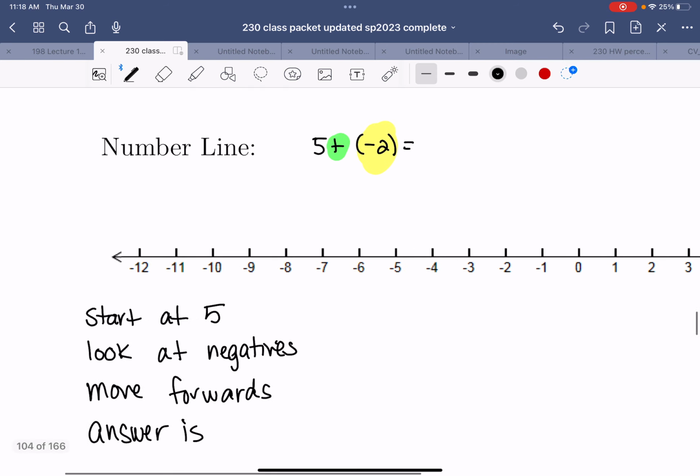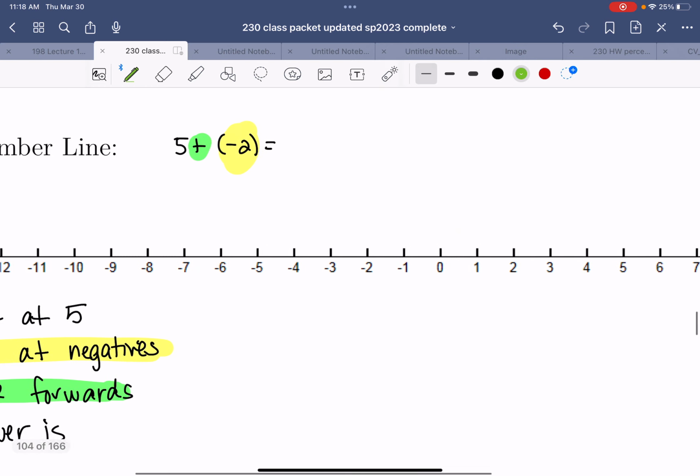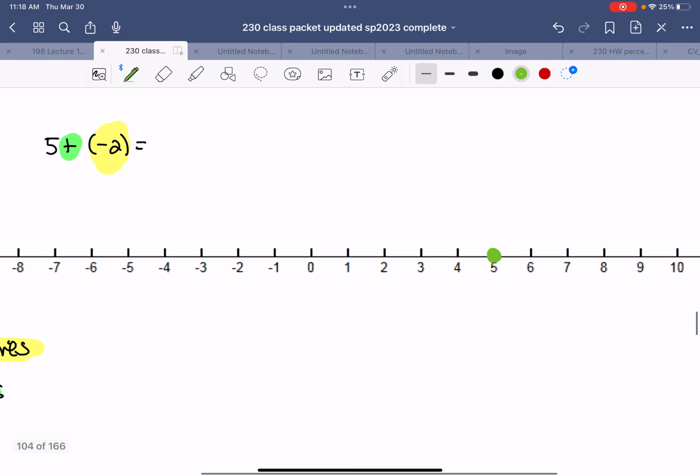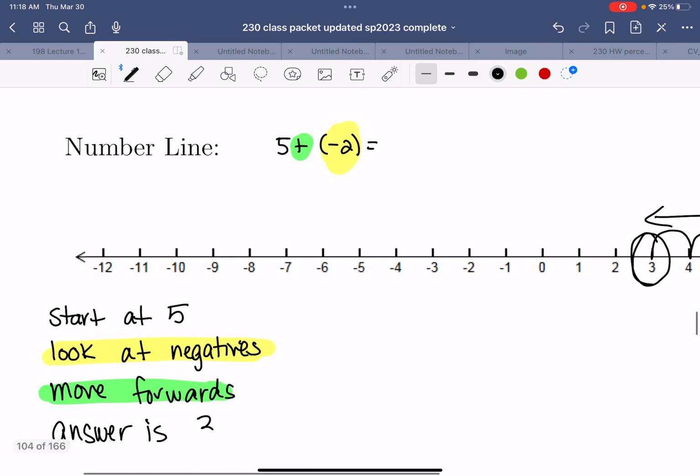So let's do that. If I'm color coding here, by the way, the looking at the negatives comes from the negative 2, and the moving forward comes from the adding, okay? So I'm going to do exactly what it says. I am going to start at positive 5. I am going to look at the negatives. So the negatives are this direction. And I'm going to move forward, which is in the same direction as my arrow, 2 times because my second integer is 2. So 1, 2, and I end up at positive 3. So my answer is 3.